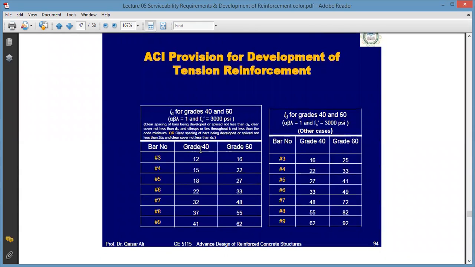Now here are different numbers of bars, and for grade 40 and 60, these are the development lengths. Again, here are some cases specified with this specification, and for other cases, both are given. So just read it out. These are the values in inches, development length for the reinforcement in inches. Normally we use number 4 bar, so for number 4 bar under grade 40 steel, we should use a minimum of 15 inches. For grade 60, we should give 22 inches.